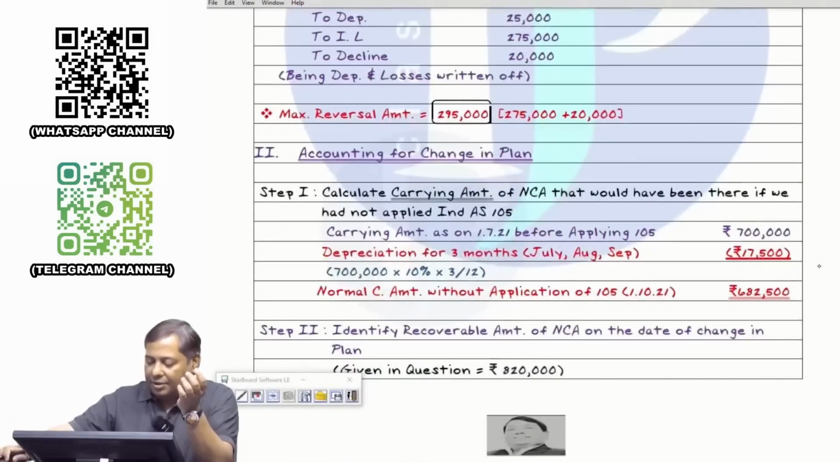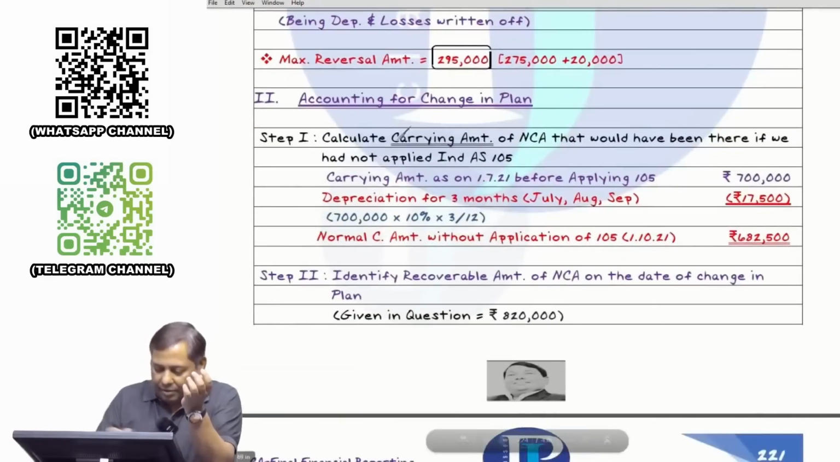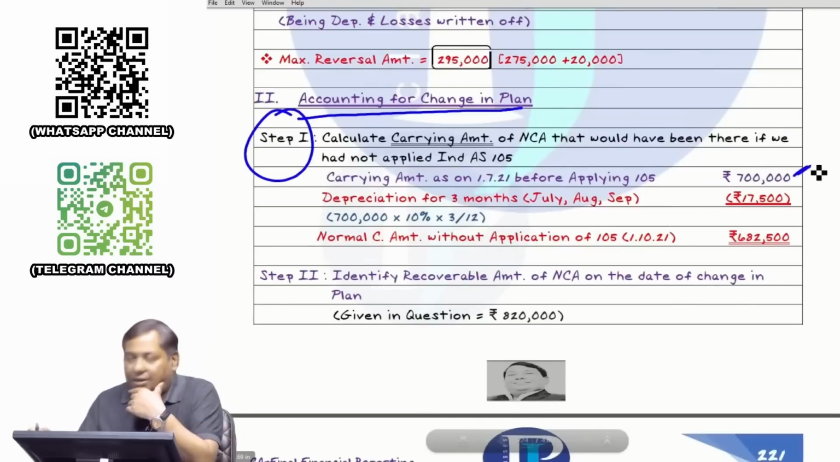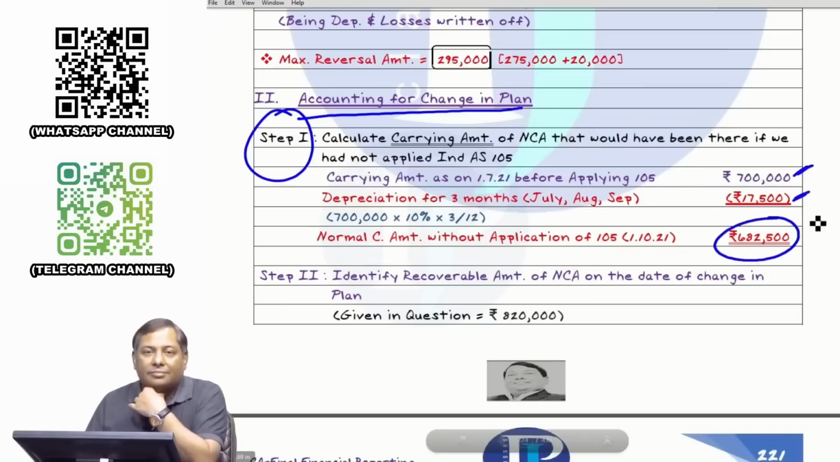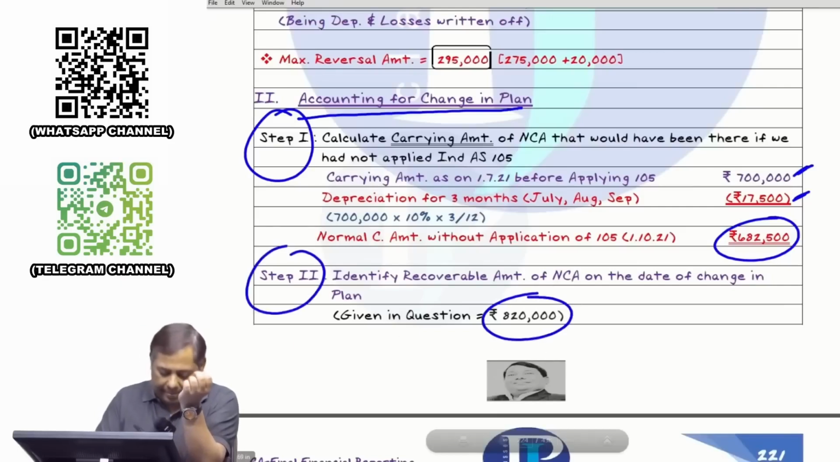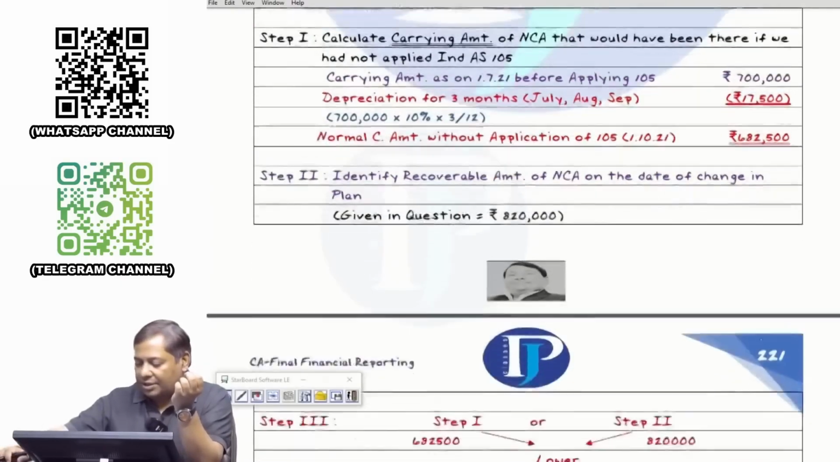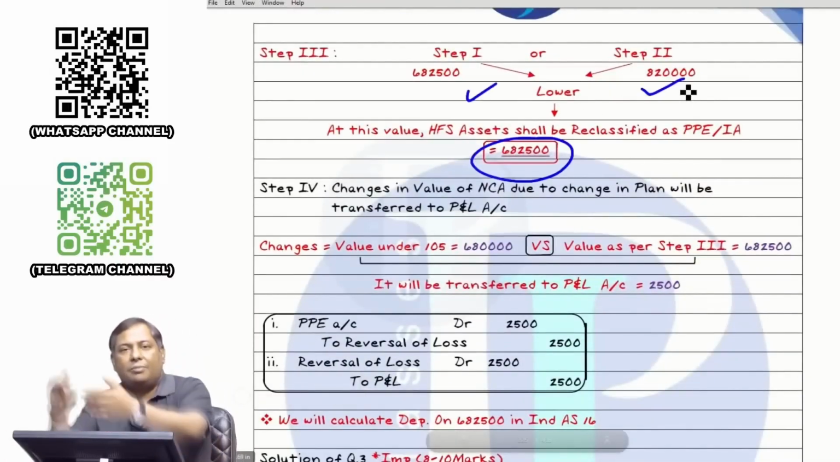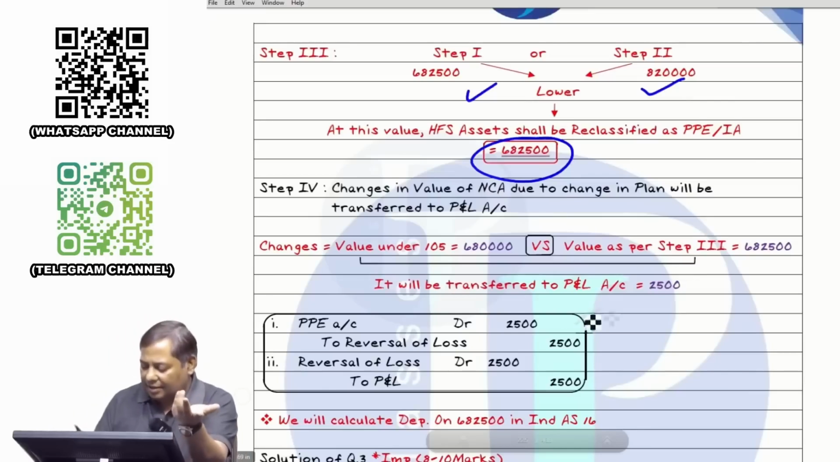Look what's happening in change in plan. It's accounting for change in plan, first step. If your asset was worth 7 lakhs after depreciation, it would have been 682,500. Then recoverable amount in step 2 is 820. We checked whichever is lower in step 3. 682,500 is lower, okay? You can get 680 for 682,500. Reversal is 2,500. Entries are passed. Okay?